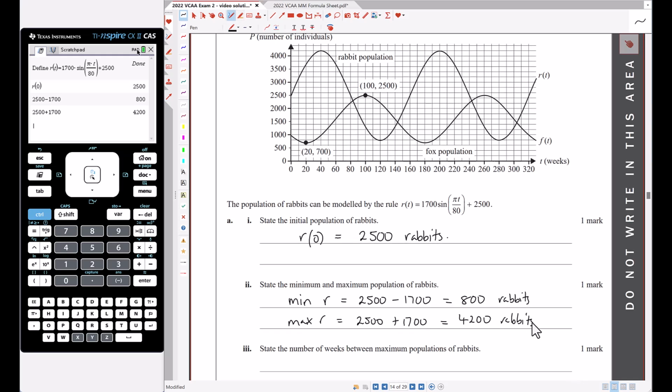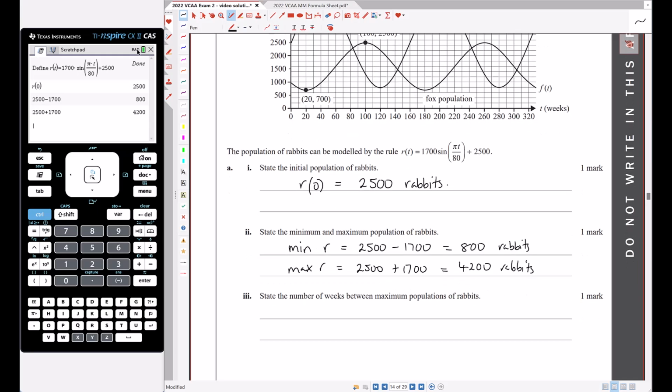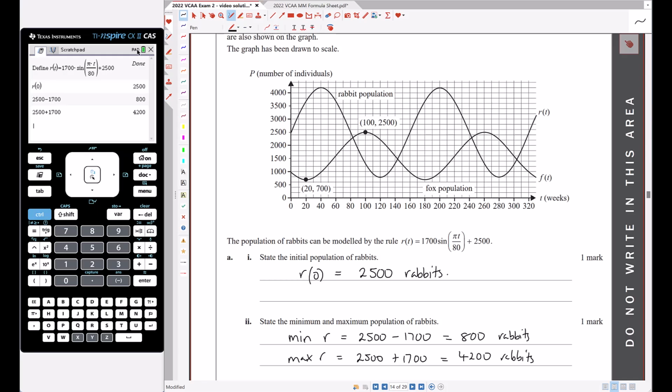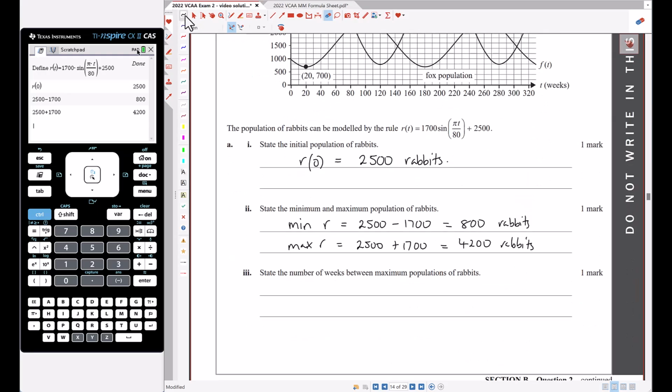Okay, again, we probably could have read those off the graph. It's drawn to scale, so there shouldn't be really any excuse for getting those wrong. State the number of weeks between maximum populations of rabbits. Okay, so that should just be the period. So we should also be able to read it off the graph there. It looks like 160, if I read it accurately. But we should also be able to tell that from the period.